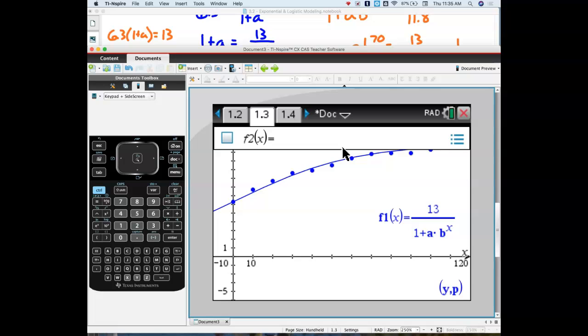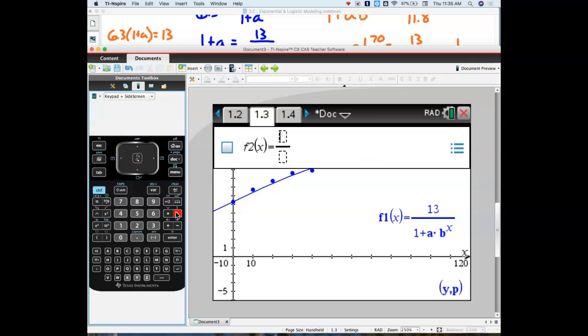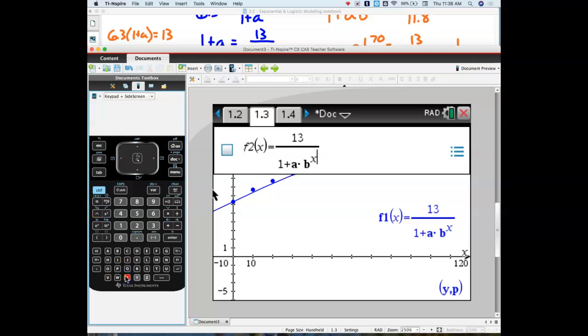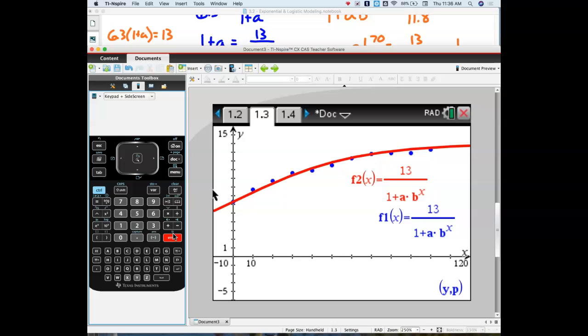And then I created, because it's going to be a fraction, I created a fraction. Control divide. Numerator is 13. Denominator is 1 plus A times B raised to the x power. Hit enter. There it is.